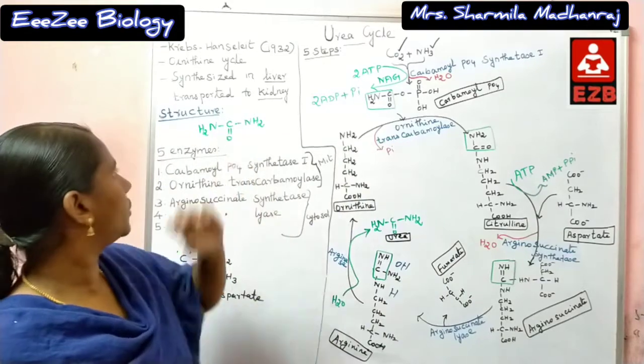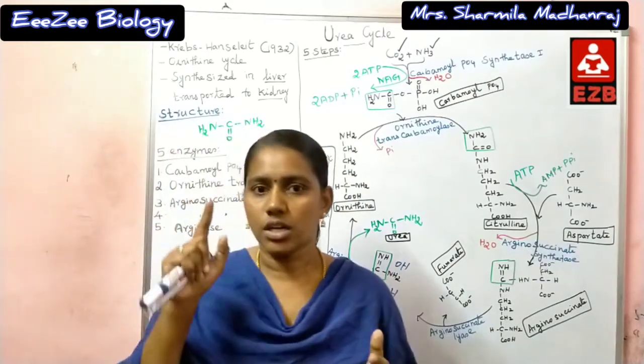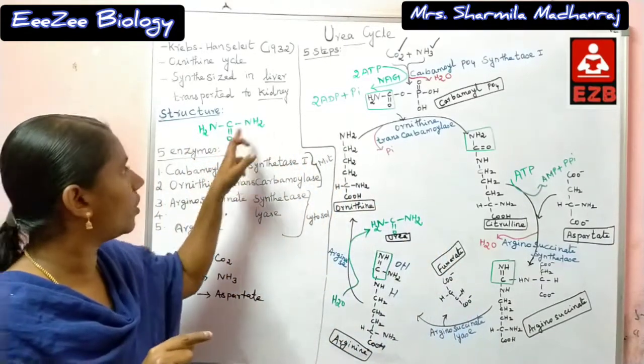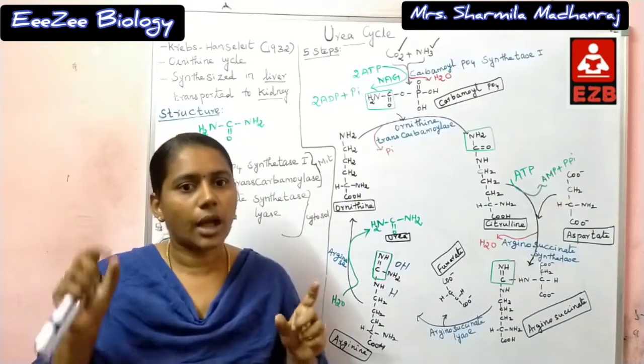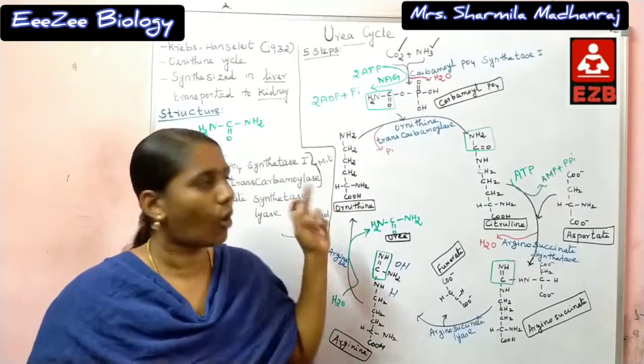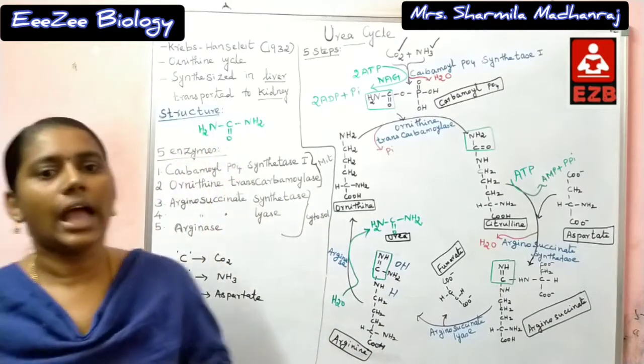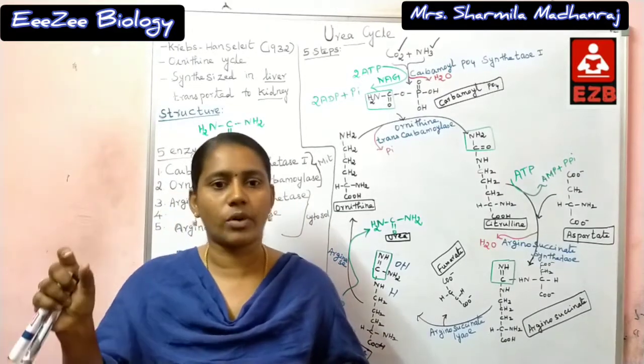Next, the structure of urea. The structure of urea is NH2, C double bond O, NH2. Here it combines two waste products into one molecule: one is carbon dioxide and the other waste product is ammonia.